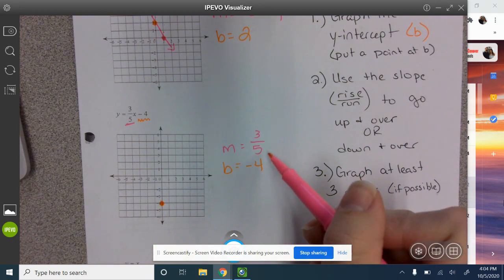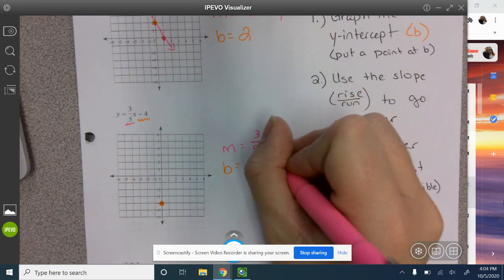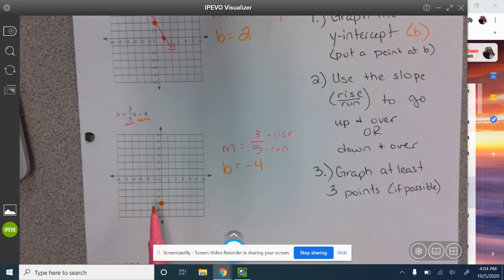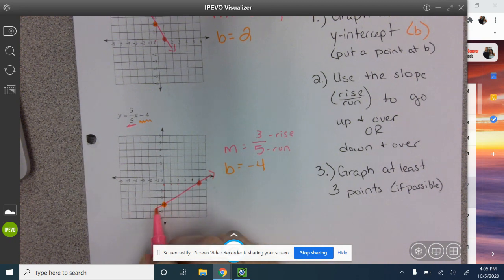Now my slope is 3/5. Remember, this is rise over run. So you're going to rise 3, so 1, 2, 3, and run 5: 1, 2, 3, 4, 5. Now, this is one of those graphs where I can't really graph 3 points because I would run out of coordinate plane from what I've been given. So we're going to connect our dots, draw your arrows, and now you have graphed that line.